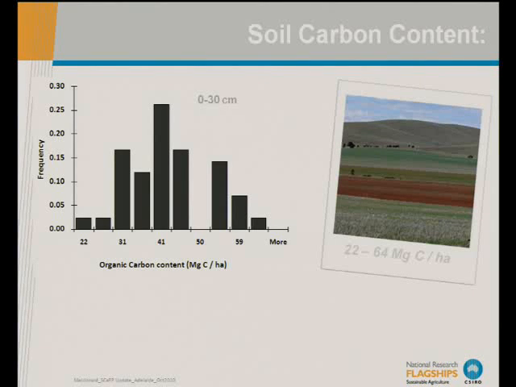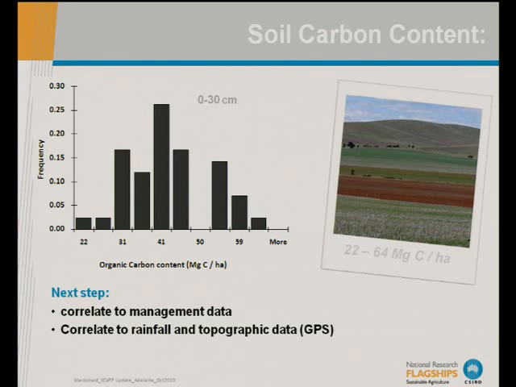I guess just to finish, across I think this was largely the mid-north, this is carbon contents from last year's data. We're looking at carbon content varying from 22 to 64 tonnes of carbon per hectare. And the next stages of our course are to update that with the fractions, to look at the distribution of the organic matter fractions, and also to correlate that data to the management and environmental data to look at what's driving soil carbon content.